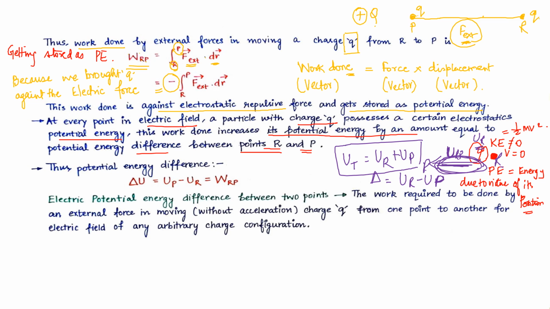Now that's how we will define the potential energy difference. It is defined as del U equals UP minus UR, which gives us WRP. Here we have taken UP minus UR because we have seen in the previous equation that work done from R to P is negative. To remove this negative sign, we have interchanged these energies. Otherwise, we would take it as UR minus UP.